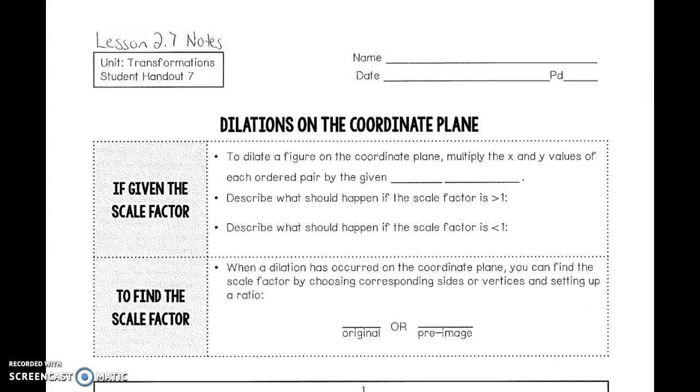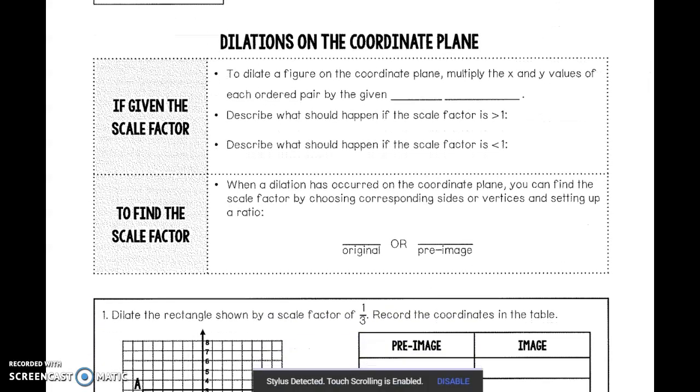Lesson 2.7, we're going to continue talking about dilations on the coordinate plane. In the last lesson, we talked about dilations and scale factor and the relationship there. And we're going to continue talking about both of those because you cannot have a dilation without a scale factor. Remember, dilation is the only transformation we're going to be dealing with that makes the shape or the figure get bigger or smaller.